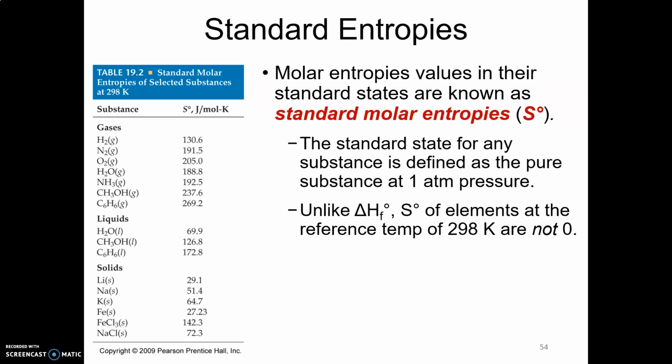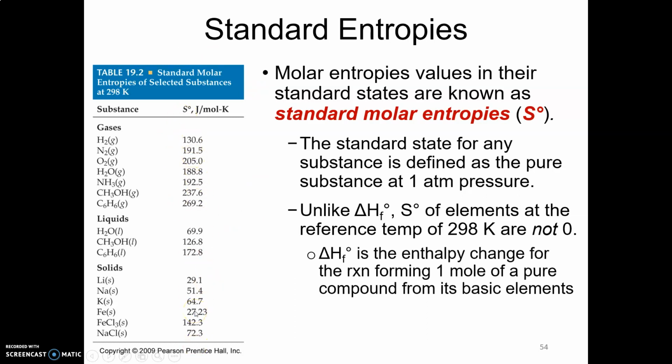What do you also notice? They're all positive values, whereas heats of formation could have been positive or negative, because you could have gained energy from making them, or it could have required energy to make them, which would have had a positive delta heat of formation. So you see all different types of things. But let's talk about standard molar entropies and some of the trends we see here.